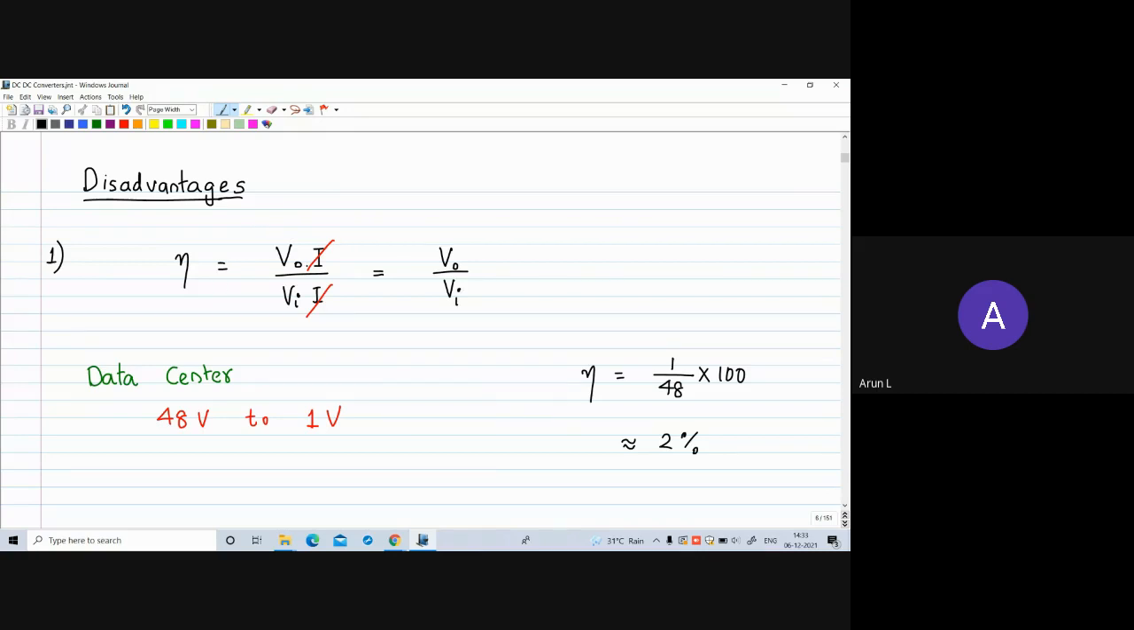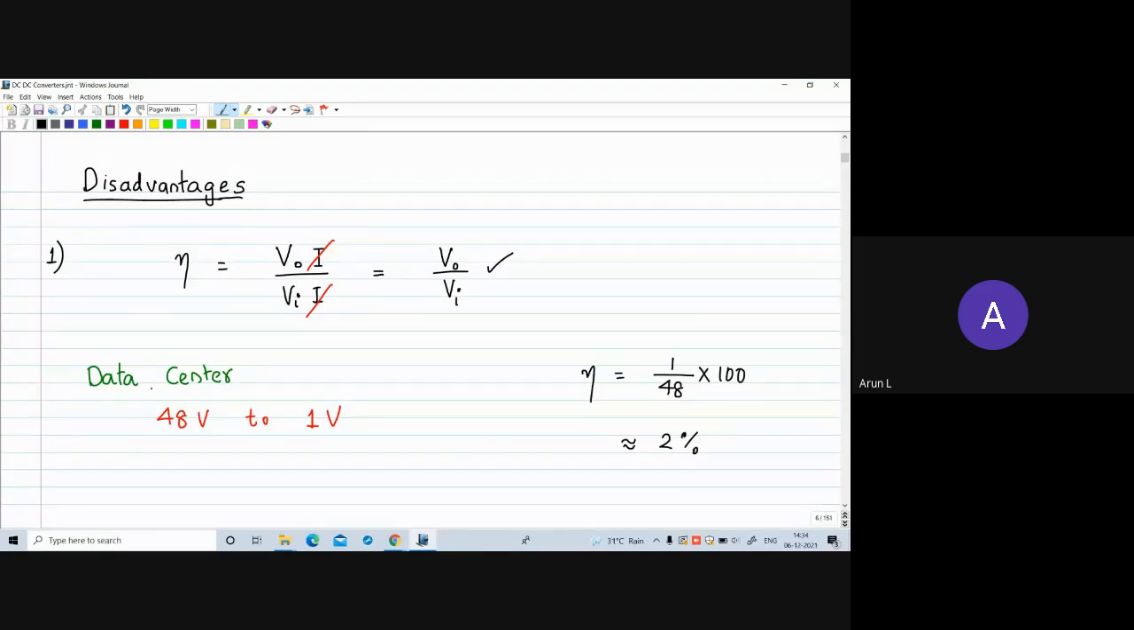If you calculate the efficiency of this converter, you can see that it is equal to the ratio of the output voltage to the input voltage. So if the output voltage is very close to the input voltage value, efficiency may be fairly high. But in most applications, output voltage will be very low compared to input voltage.